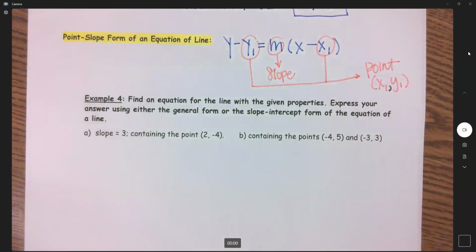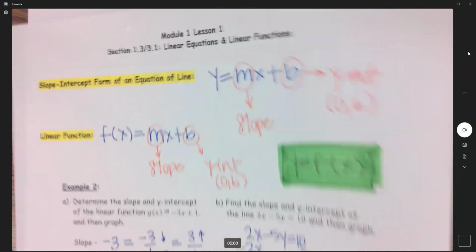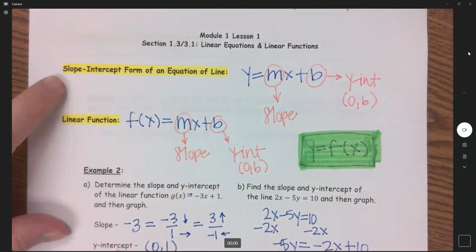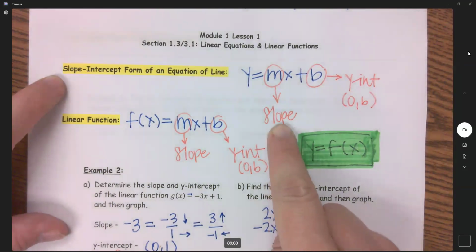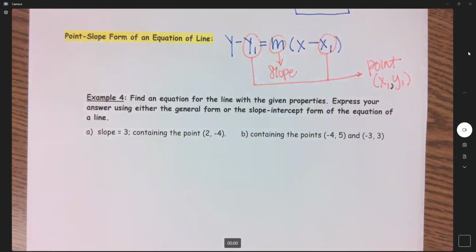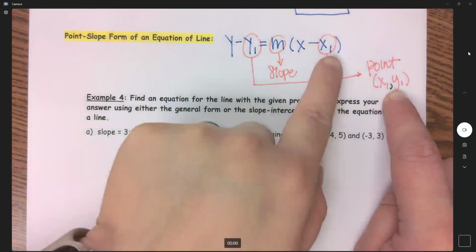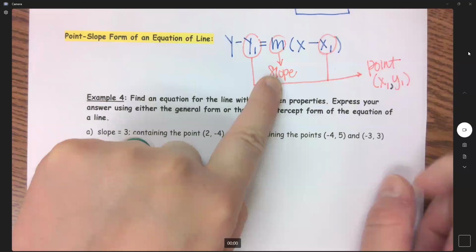Just like with slope-intercept form, it's not a creative name, right? Why is this called slope-intercept form? Because it gives me the slope and it gives me the y-intercept. This is called point slope form. We use this when I have a point, which we put into our x1, y1, and when I have the slope.